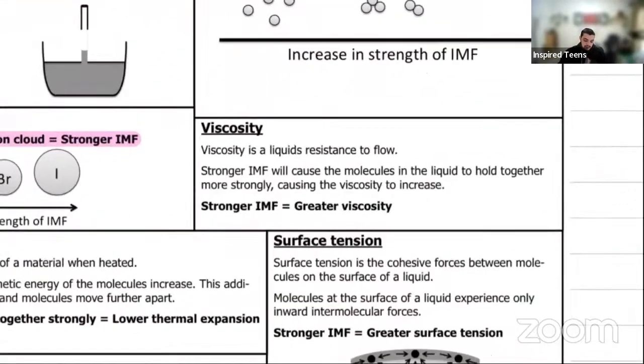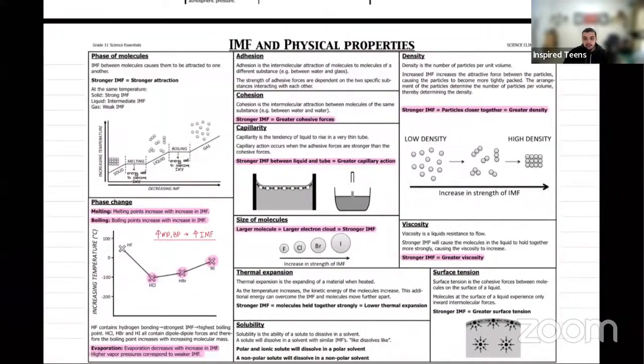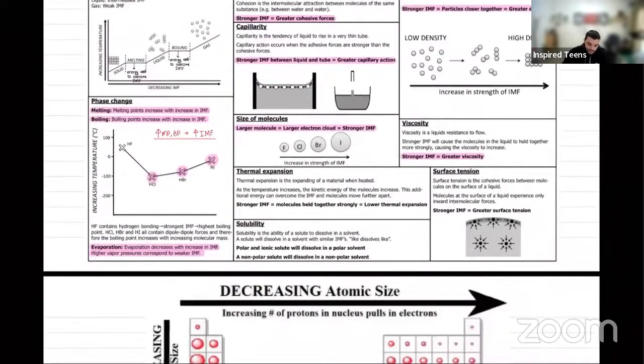Let's look at viscosity. Viscosity is the liquid's resistance to flow, right? Like how thick a liquid is. Stronger intermolecular force will cause the molecules in the liquid to hold together more strongly, causing the viscosity to increase. So the stronger the intermolecular force, the greater the viscosity, and vice versa for all of these, meaning a higher viscosity would mean that that compound has a stronger intermolecular force, right? So all these highlights in pink are very important relationships between certain properties and intermolecular forces, right? That's what we care about.